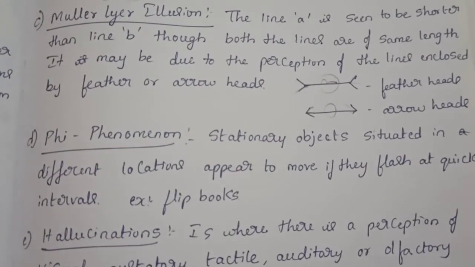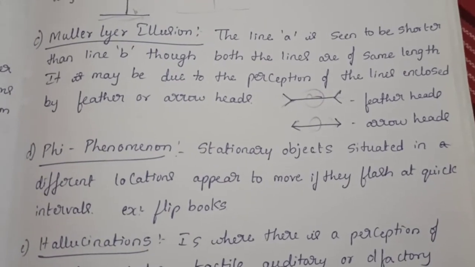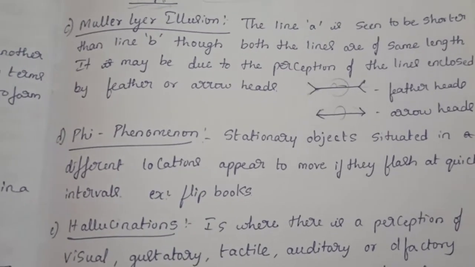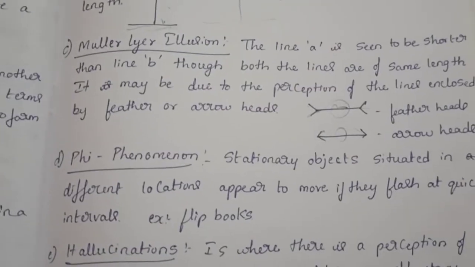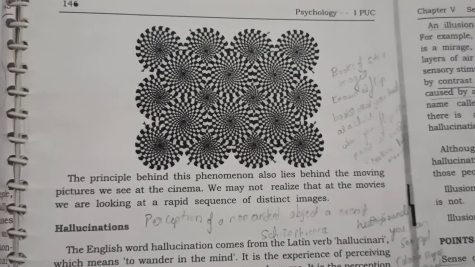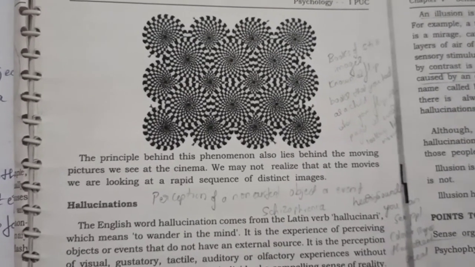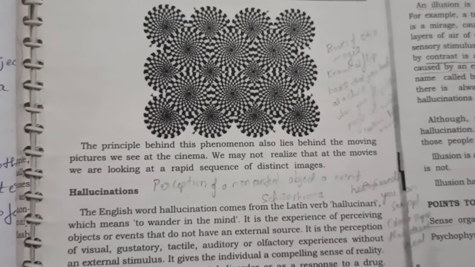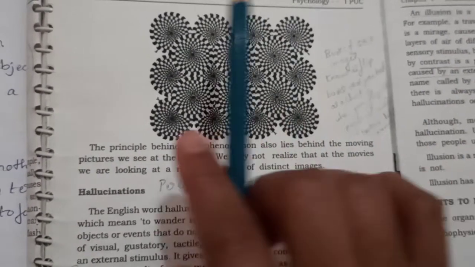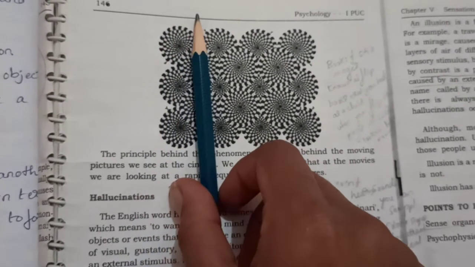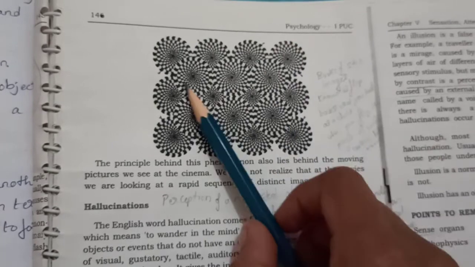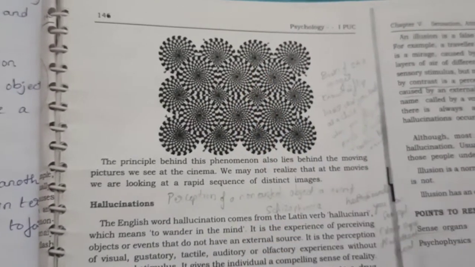Then the phi phenomenon. Stationary objects situated in different locations appear to move if they flash at quick intervals. For example, flip books. I think you all have used flip books in your small age. When you keep moving the pages like this, you find it as if it is moving. So that is the phi phenomenon.